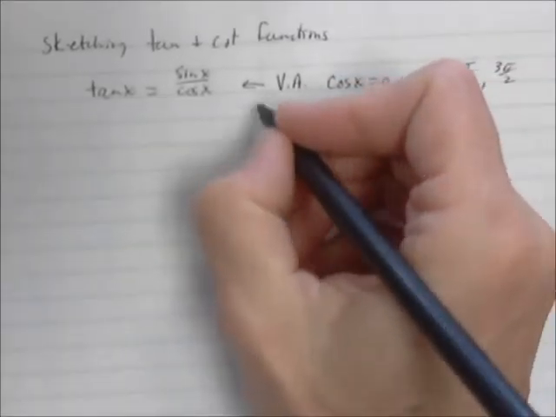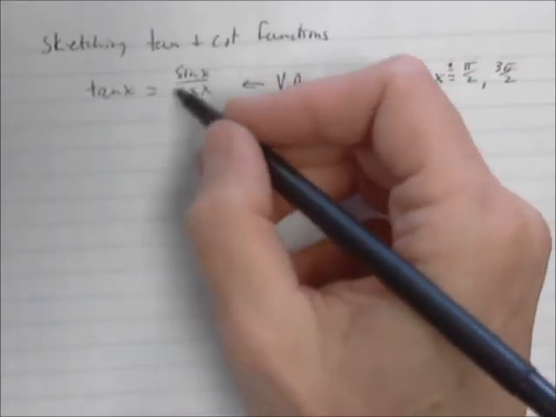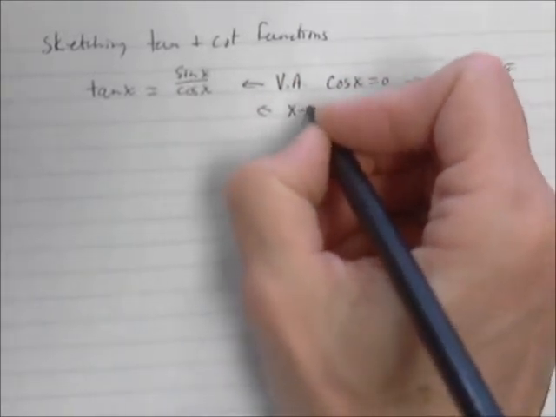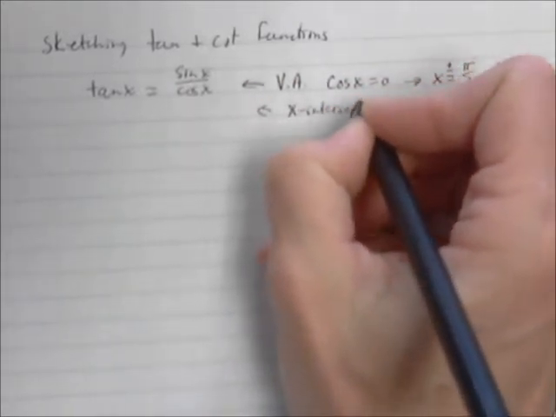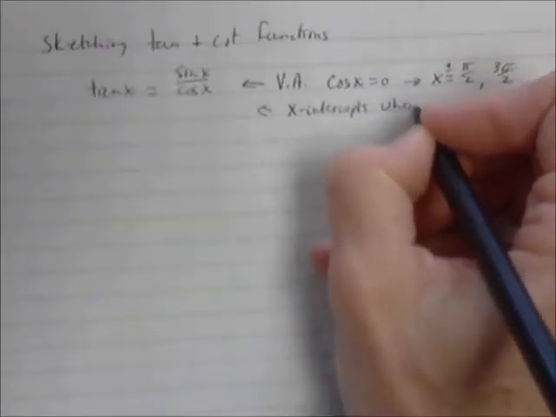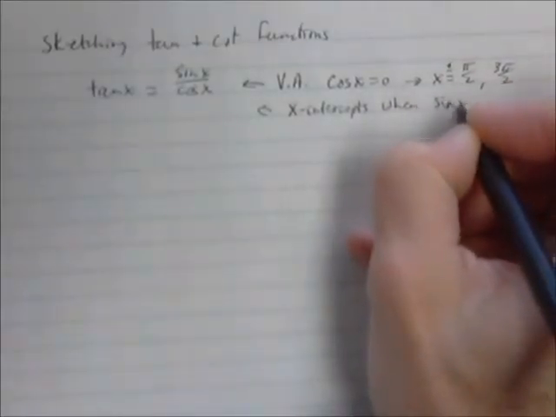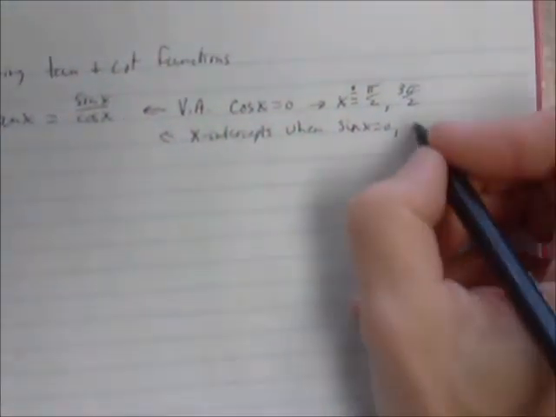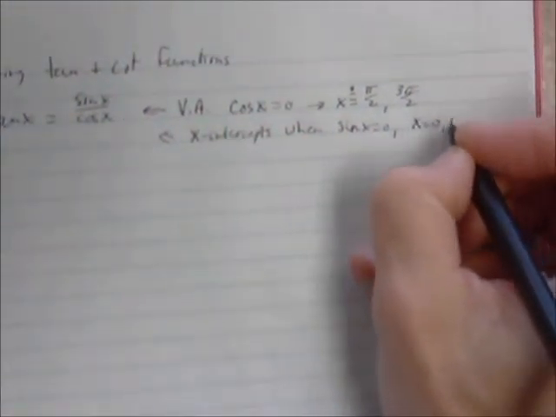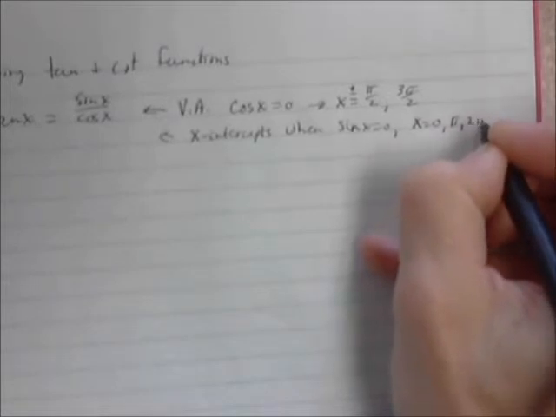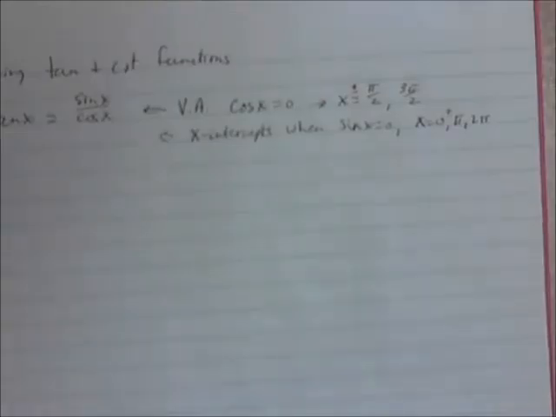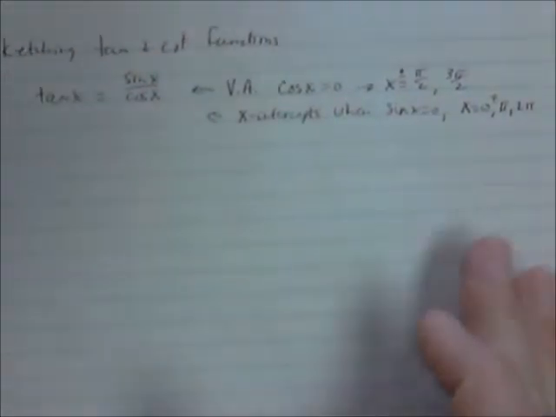Now it has x-intercepts, or this is equal to 0 anytime the sine is equal to 0. So the x-intercepts are when sine of x is equal to 0, and sine of x is equal to 0 at x equals 0 and pi and 2 pi, and you can put a plus and minus in front of the pi and the 2 pi. So those are important points.